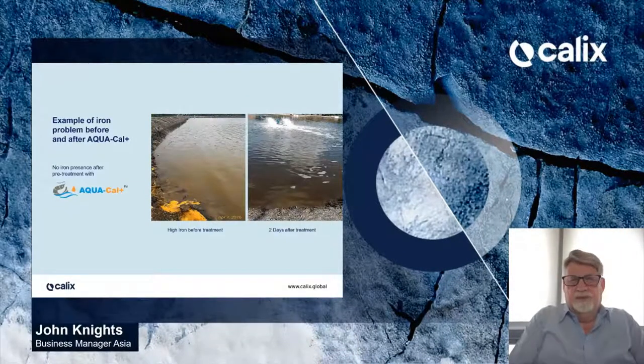These are examples of problems before and after AquaCal. The photograph on the left is a pond in southern Malaysia. This is quite typical of this region, which has quite high iron. As you can see, it is quite rusty, quite dark, and is not suitable for cultivation. We treat with AquaCal at around 20 parts per million, and 2 days later, as you can see, the pond is quite suitable to continue your cultivation.